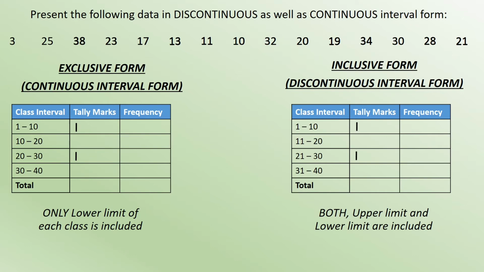The same thing we do for 38, 23. You have to identify a particular number belongs to which of our class intervals, and you have to put a tally mark against that class interval for that number. The next number is 13. 13 for exclusive form belongs to 10 to 20 class interval, and for inclusive form belongs to 11 to 20 class.